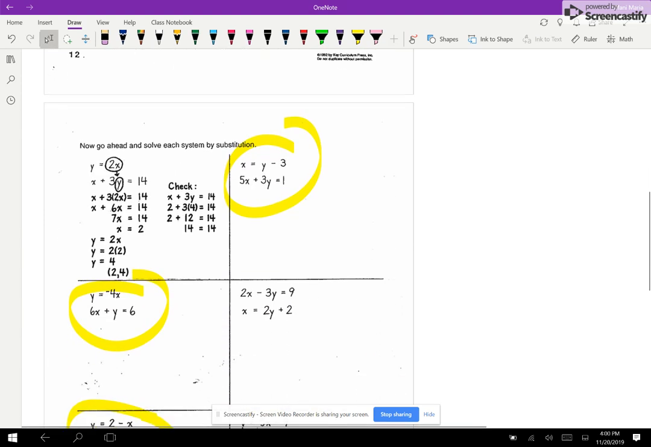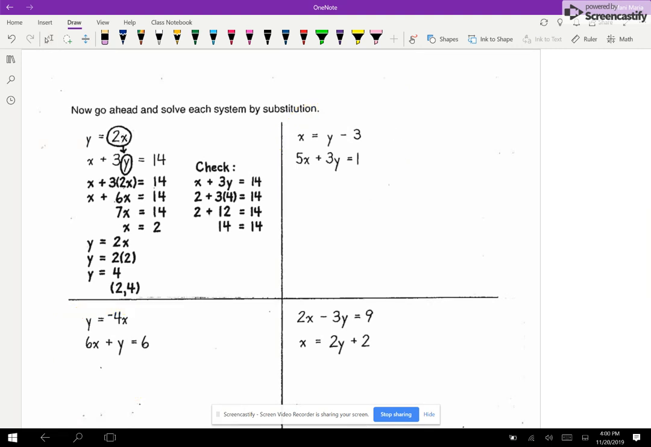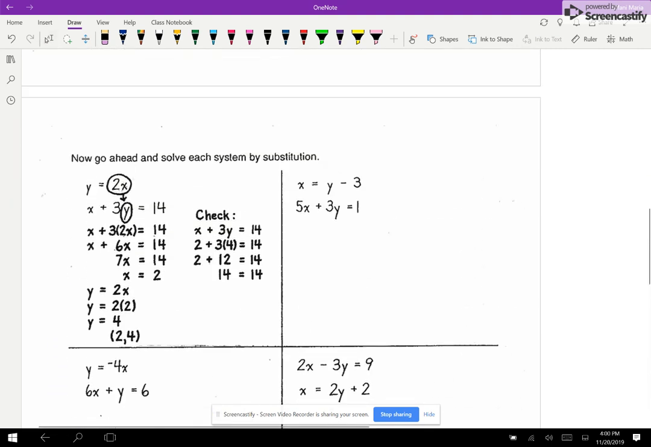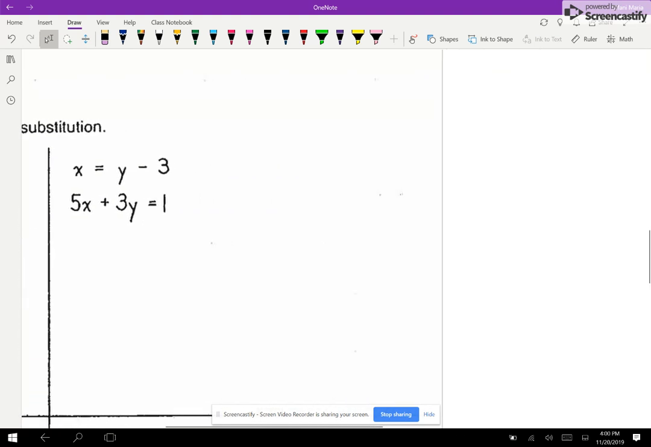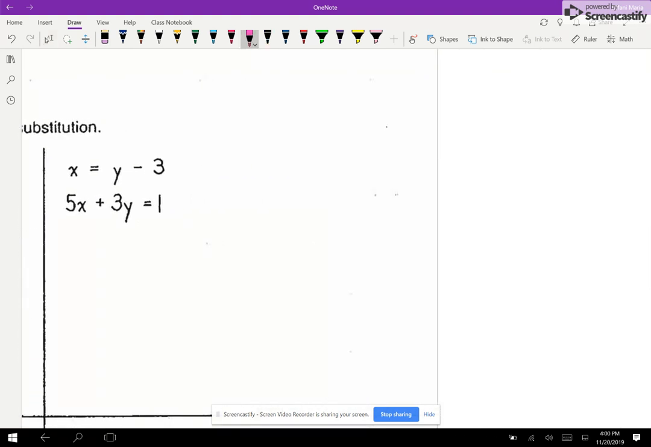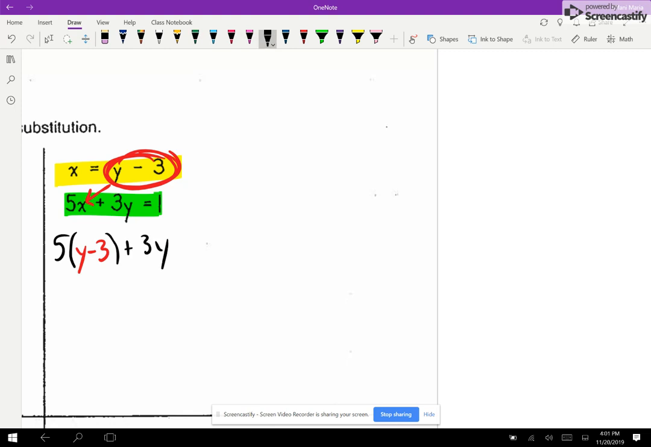Okay, so here's a full worked out solution of substituting here. I'm going to go ahead and work out this one with you. So I'm going to take this first equation right here, and I'm going to substitute this part, y minus 3, into my second equation, this one in green here. So I'm going to substitute this part in for x. Okay, so then what I have is 5, and instead of writing x, I'm going to write down this expression right here, the y minus 3. And I'm going to bring down everything else. I have a plus 3y, and I have equals 1.